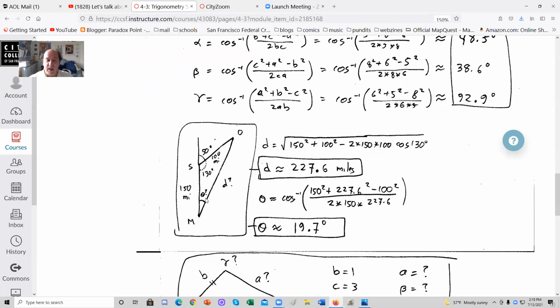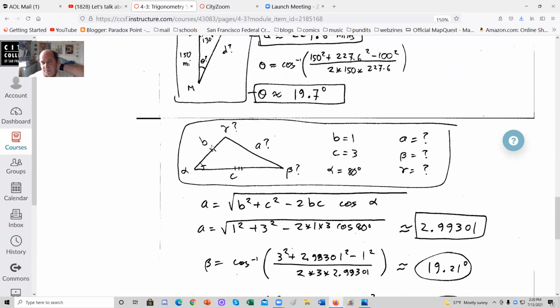Now, to find this angle theta, we have these two sides, and then we also have this third side, 227.6. And so the law of cosines will be arc cosine of the adjacent side squared, 150 squared plus 227.6 squared, minus the opposite side, 100 miles squared, over 2 times 150 times 227.6. And that gives you an angle of 19.7 degrees.